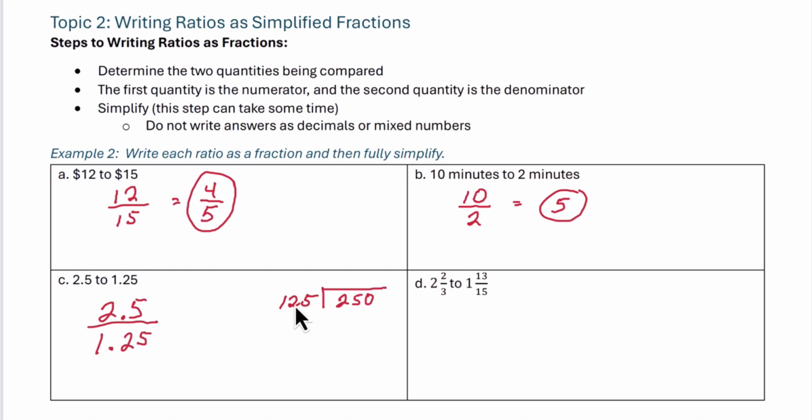And now 125 divides into 250 2 times. Multiply and we get 250. Subtract, we get a 0 remainder. So this reduces to 2.